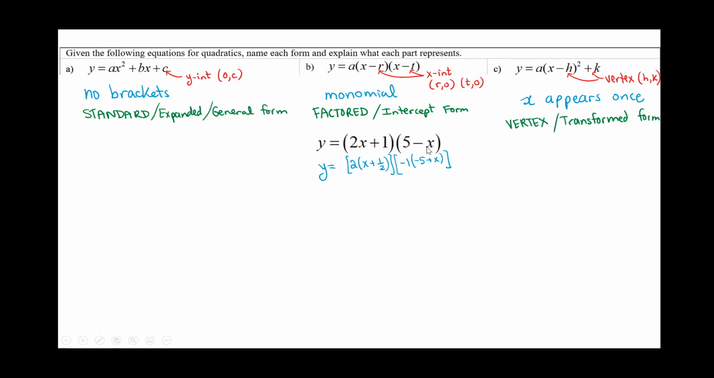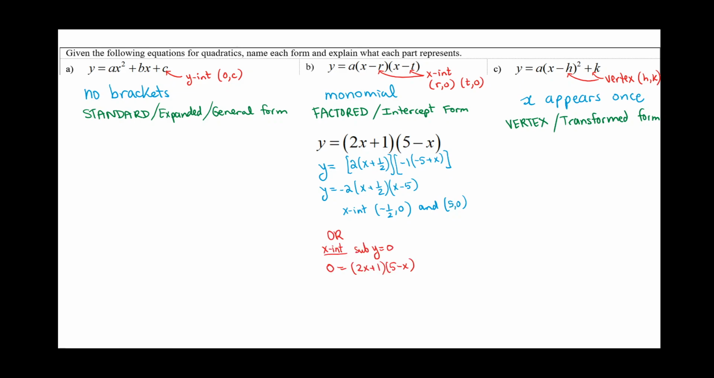And you can pull out a negative because there's a coefficient of -1 on this x. So you can pull out -1 by dividing both terms by -1, and just rewrite it afterwards. So it actually matches the format on the top. So once it matches, then we could say the x-intercepts would be -1/2 and +5.